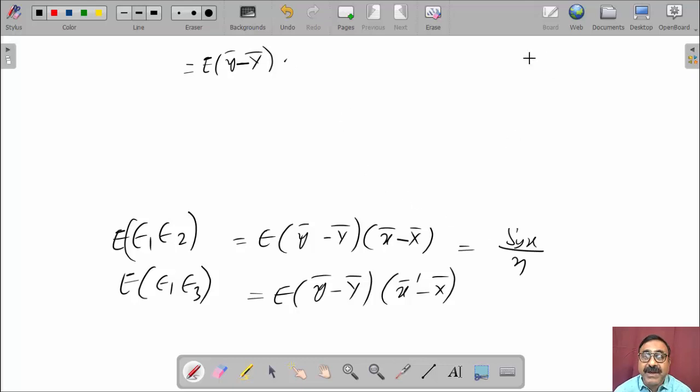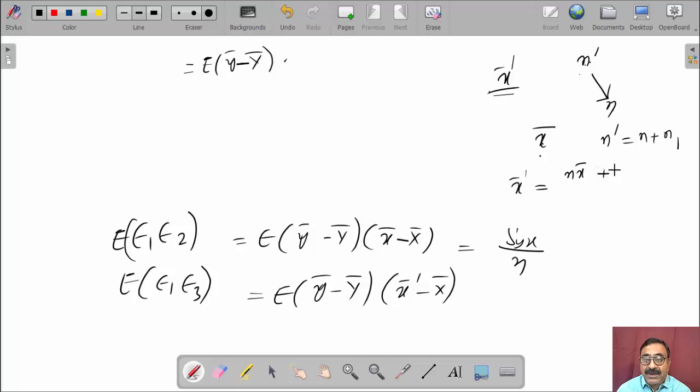here we can see this x bar dash is based upon a sample of size n dash. So that is the first phase sample. From this n dash we select the second phase sample of size n. So x bar is a part of x bar dash, because x bar dash is based upon the sample of size n dash, which is large, and the second phase sample is of size n, which is selected from these n dash units. We calculate x bar based upon the second phase sample. So x bar is a part of x bar dash. Now we can take n dash equal to n plus n1. So x bar dash is equal to (n x bar plus n1 x1 bar) divided by n dash.